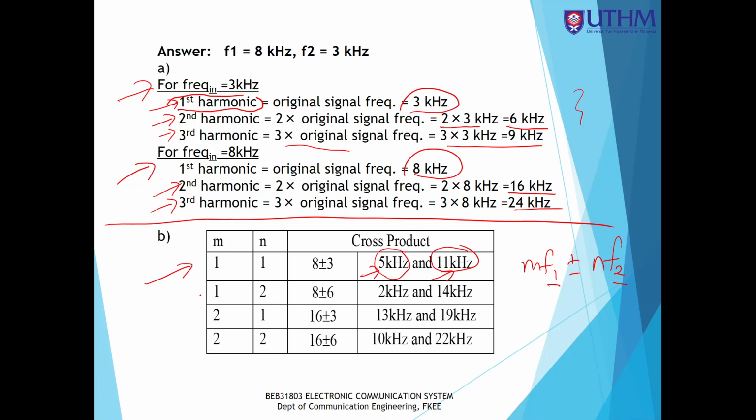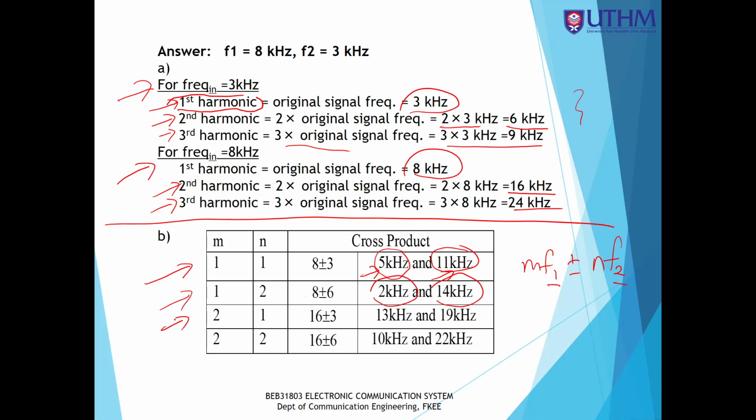Okay. And then M is 1 and N is 2. So 1 multiplied with 8, we get 8. 2 times 3, we get 6. So 8 plus minus 6. So the difference frequency is 2 kilohertz, 8 minus 6. The sum frequency is 8 plus 6, so 14 kilohertz.